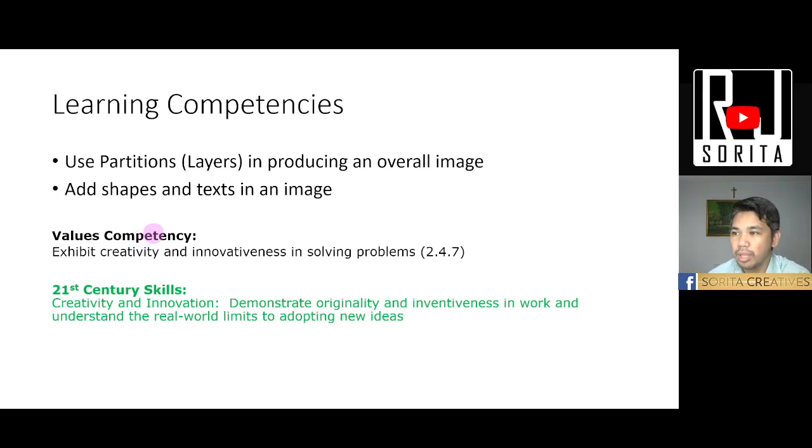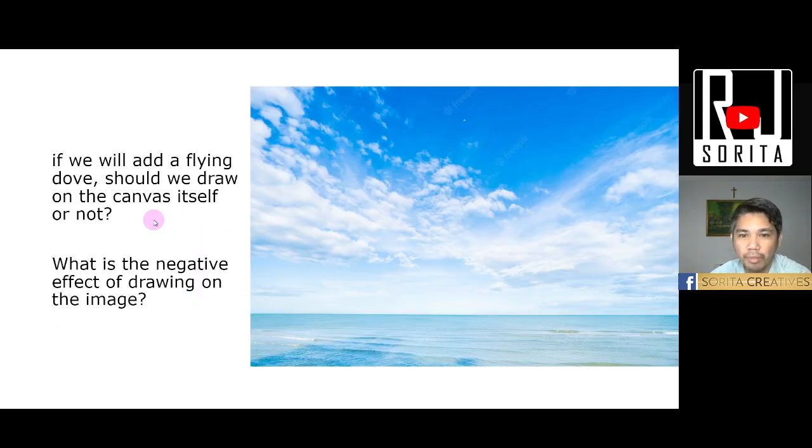So let me show you this image first. It's an image of a sky. Well, there's also the sea, but mainly it's about the sky. Now, I want to ask, if we will add a flying dove, should we draw or import an image of a dove on the canvas itself or not?